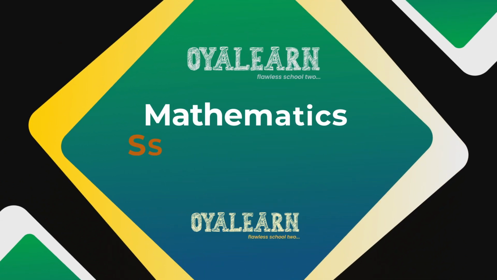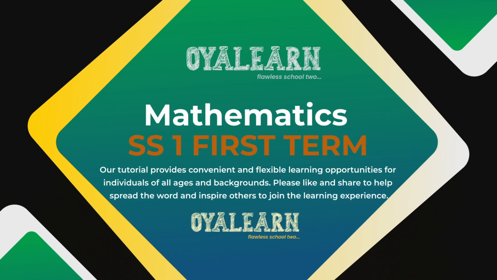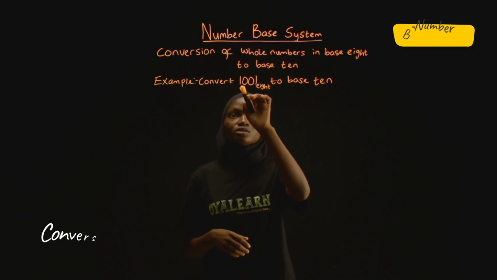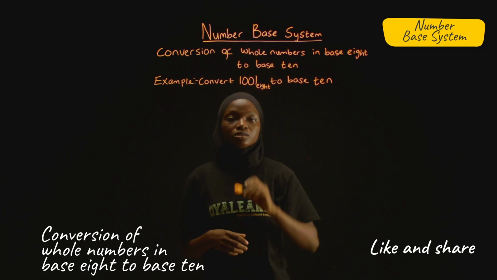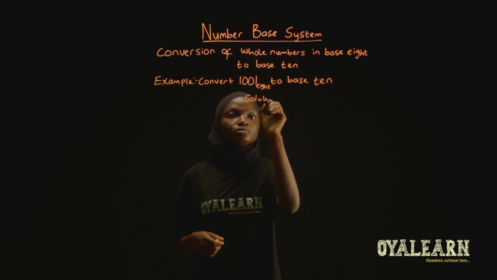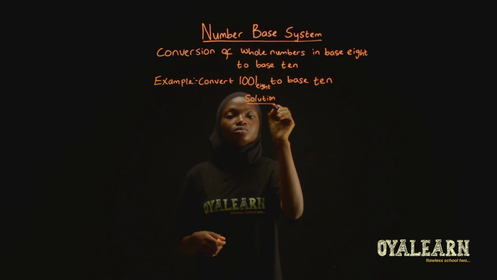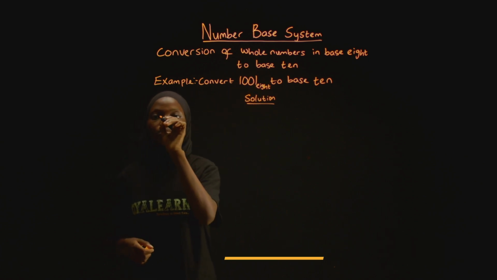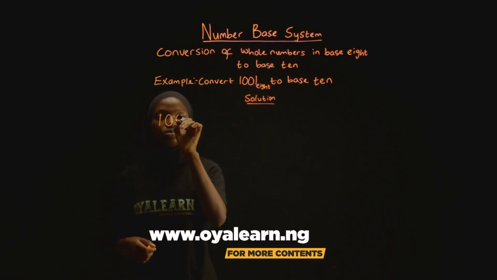Here is another example on how to convert whole numbers in base 8 to base 10. Let's convert 1001 base 8 to base 10. Solution. Let's write out the number 1001 base 8.